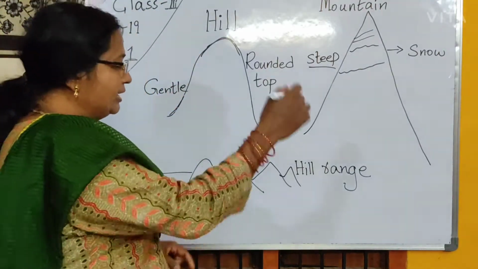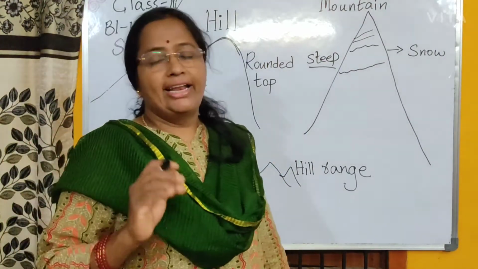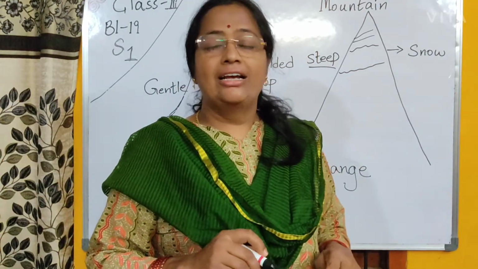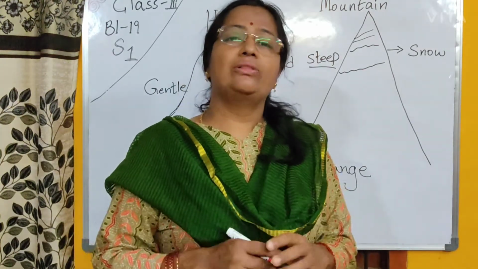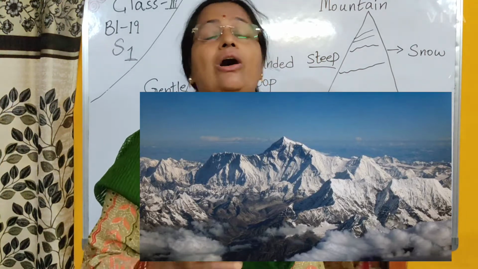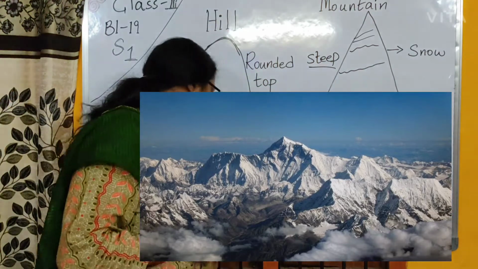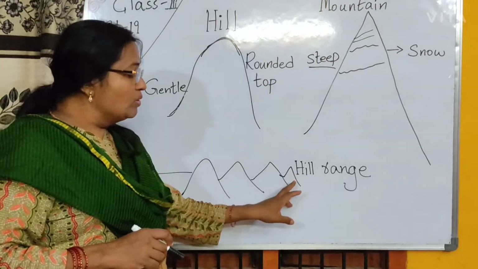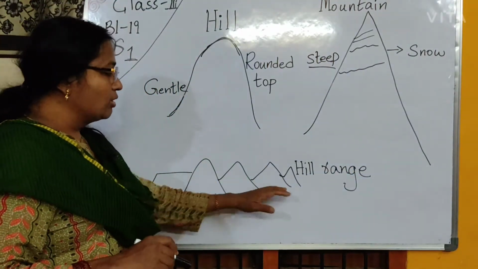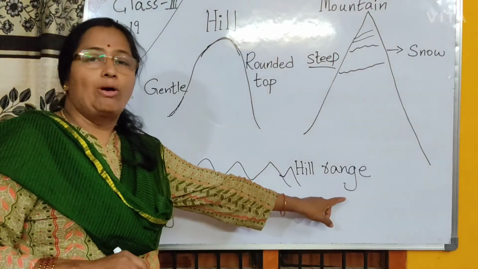Right? And if mountains are in a series, mountains next to each other, then it is called a mountain range. An example of a mountain range is the Himalayan mountain range. Right? It is covered with snow. These mountain ranges are covered with snow. One of the tallest mountains is in the Himalayan range. We can find it. Right? So now we know what a hill range is. If mountains or hills are next to each other, in a series, then it is called a hill range or a mountain range.